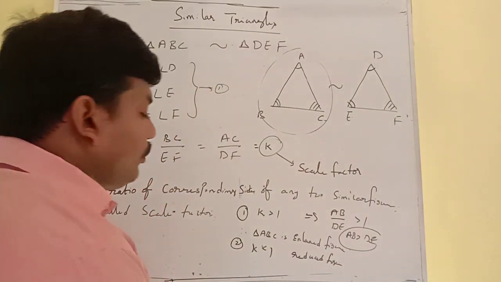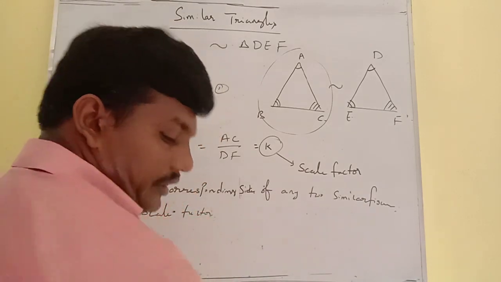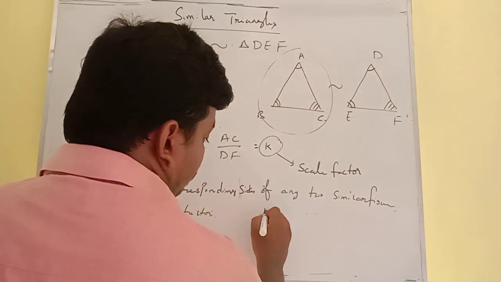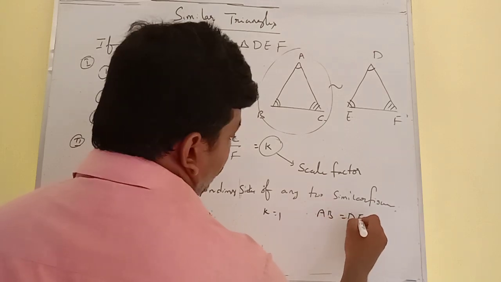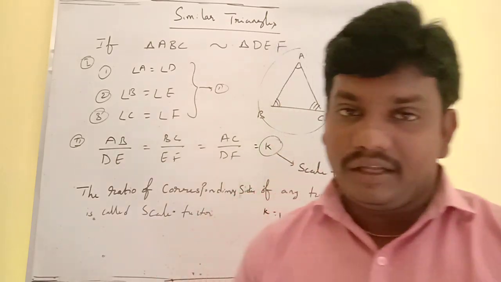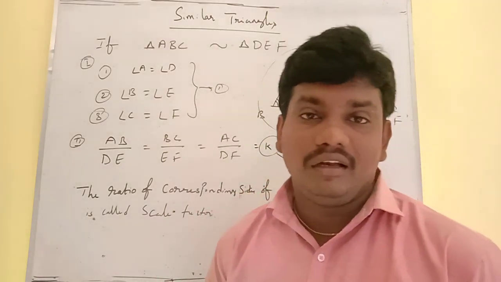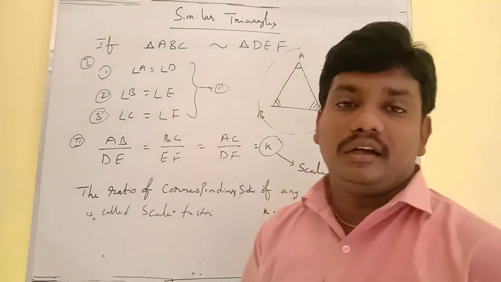When K is equal to 1, what happens? That is the third condition. When the scale factor becomes 1, AB is equal to DE, so the corresponding sides are equal. Already we know corresponding angles are equal, and now corresponding sides are equal. Then we can call both the triangles congruent triangles.